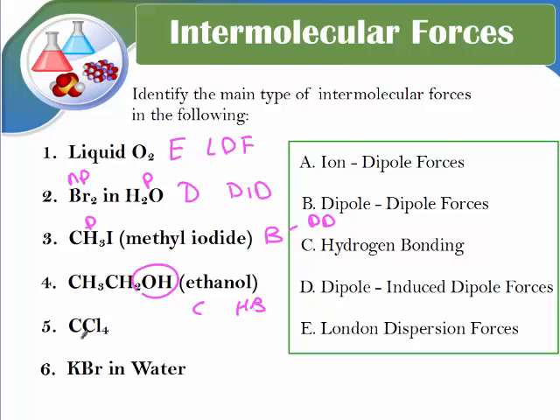For 5, you have a nonpolar molecule, and so it's E, London Dispersion Forces. And 6, you had an ionic and a polar, so it should have been A, ion dipole. If you didn't get those, you need to come and ask in class.